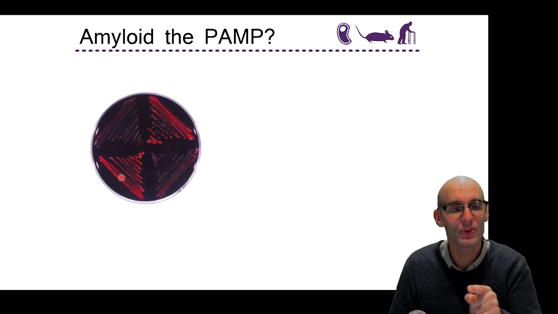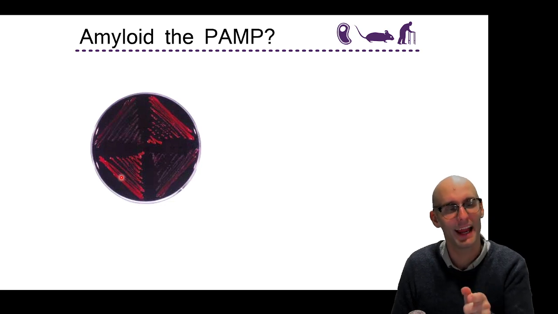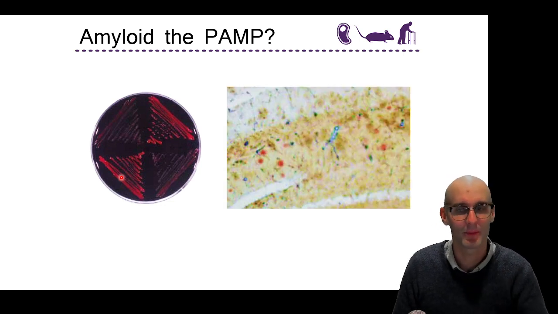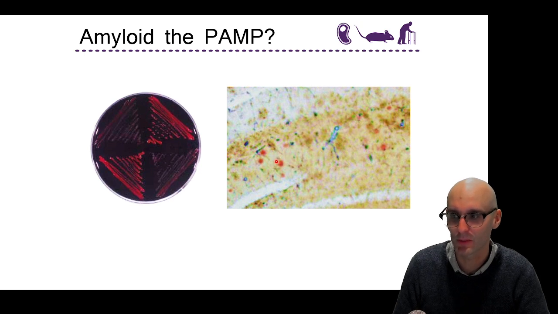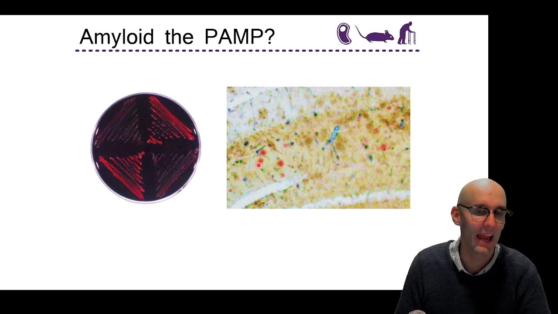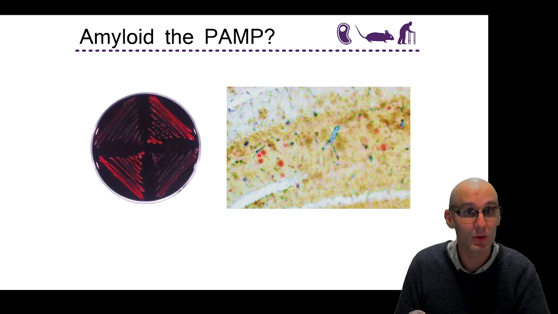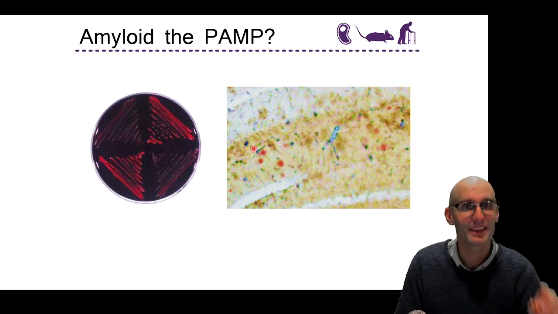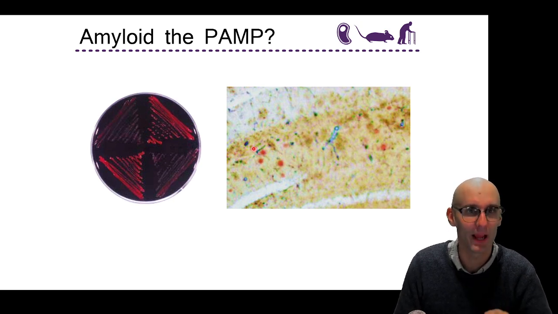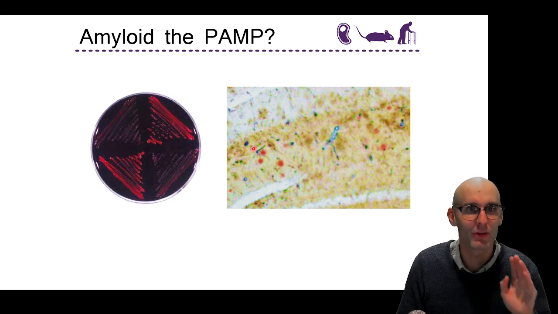Now we can use that same Congo red stain to stain Alzheimer's disease. So here, this is an Alzheimer's brain, and in red here, we have the plaques. Now the amyloid plaques are staining with a stain that we normally use for bacteria. And this might be your first hint.